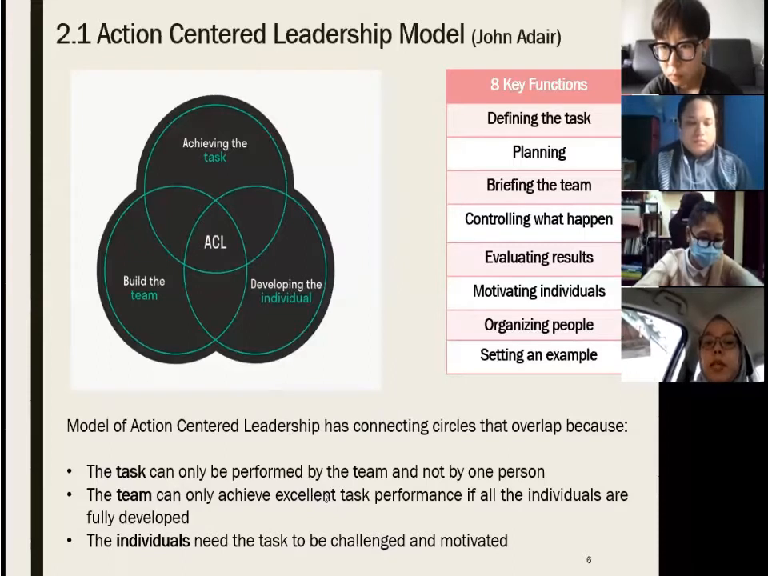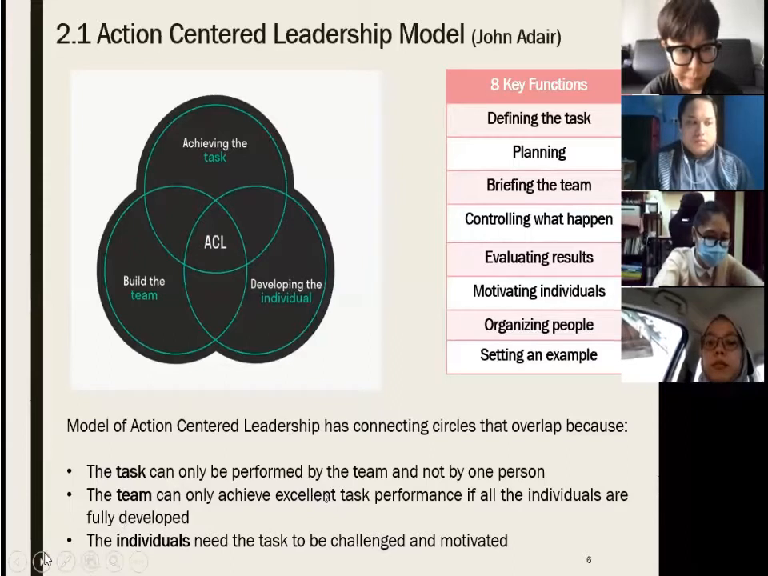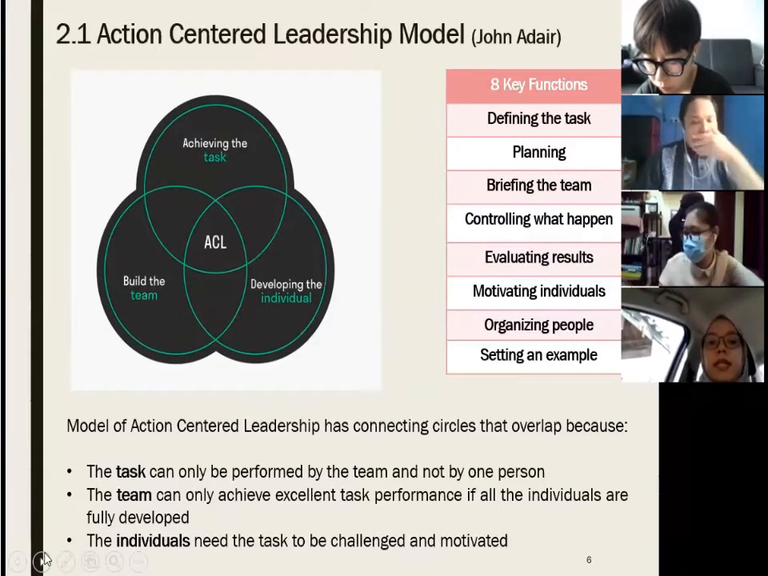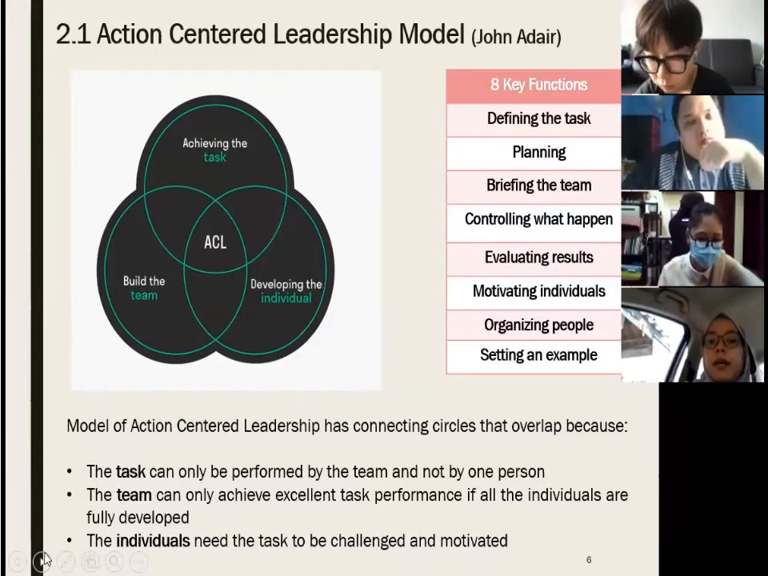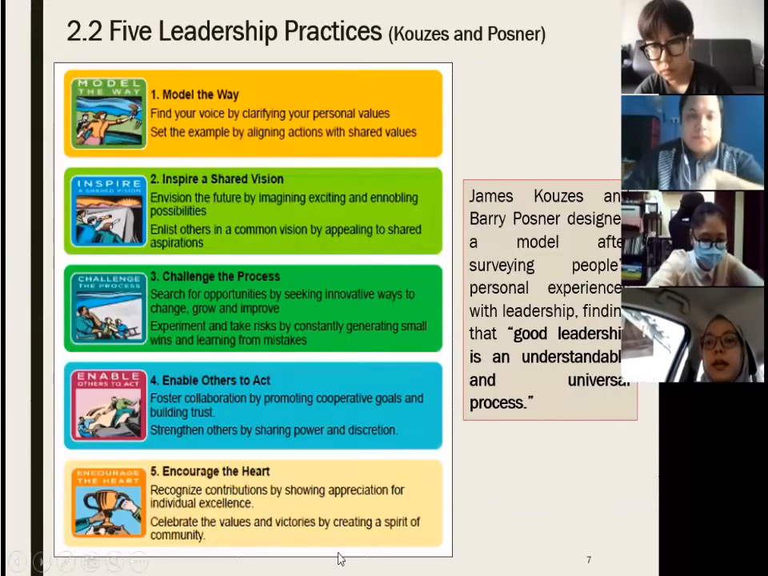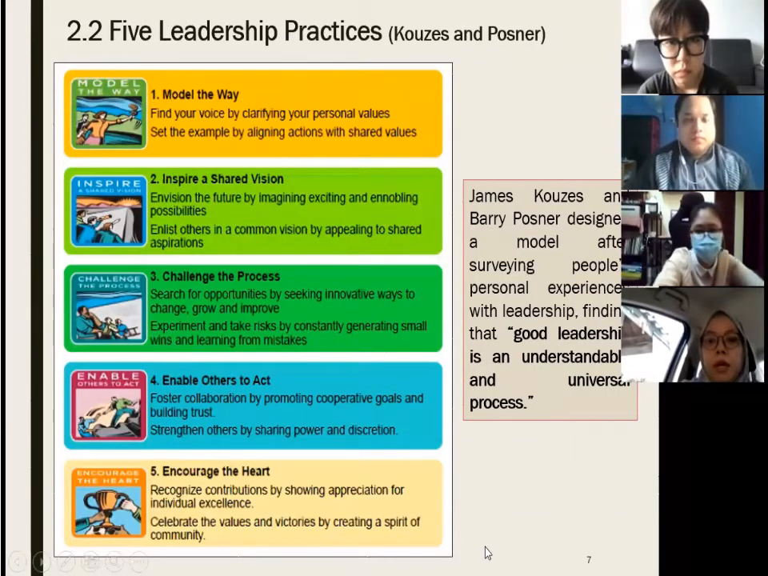Motivating individuals is by using both external motivators such as rewards and incentives, as well as internal motivators for each team player. Organizing people is by organizing self and also others through good time management, personal development, and also delegation. And the last one is setting an example, by the recognition that people observe their leaders and copy what they do. Okay, for the next one, we're going to discuss the second model, which is the 5 leadership practices.